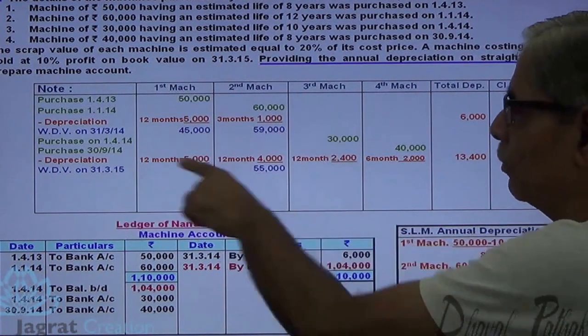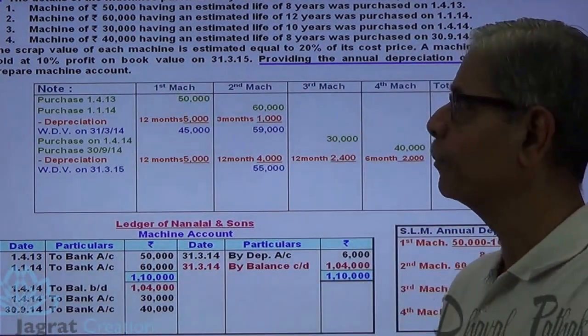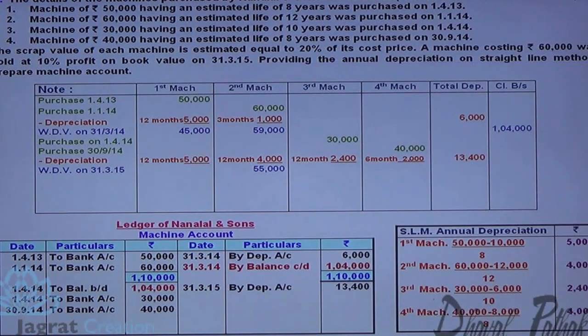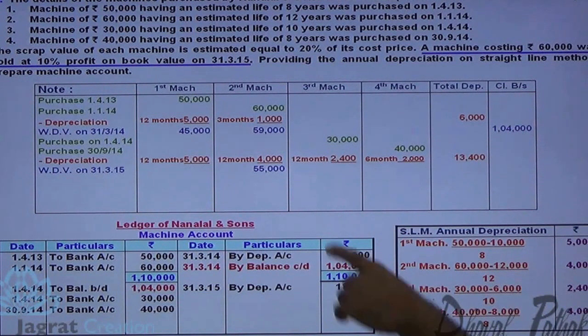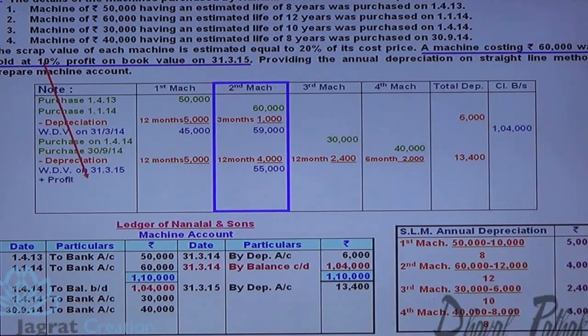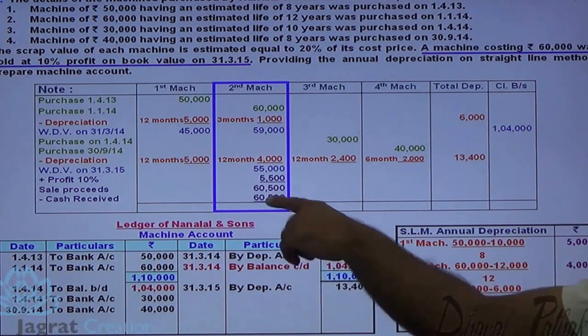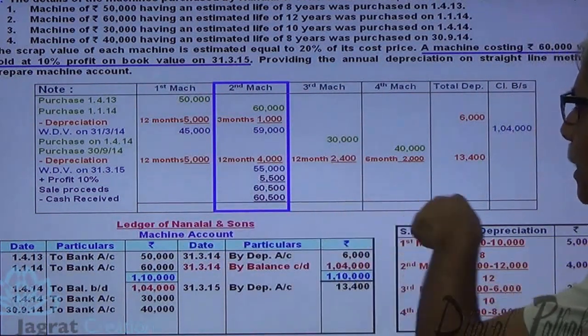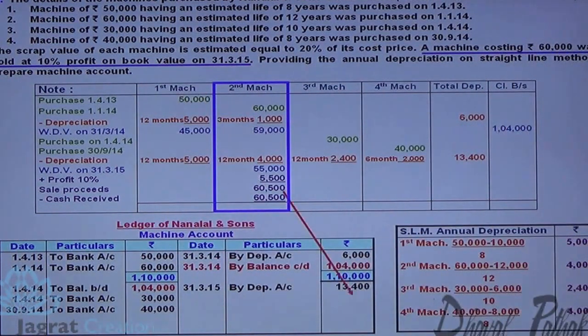Now this is the book value on the date of sale for the second machine. It has been sold at a profit of 10%. So let me write out the depreciation account debit to machinery account. Now this machine is sold at a profit of 10%. So 55,000 into 10%, 5,500 is the profit. That will be added, so that is known as sales proceeds. For that cash is received, 60,500. Now I'll write down the closing balance of all these machines 1, 3 and 4.